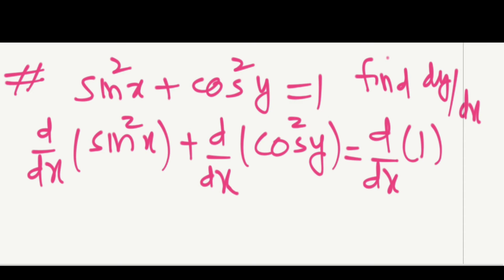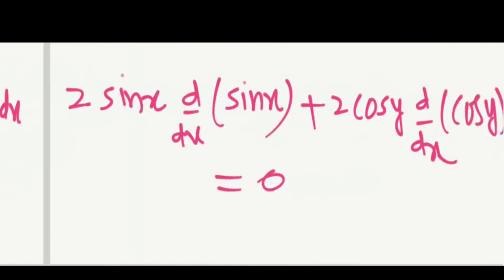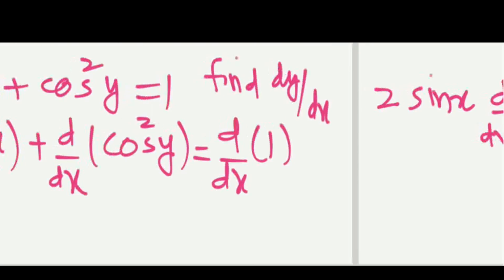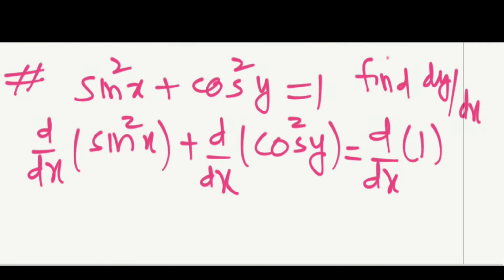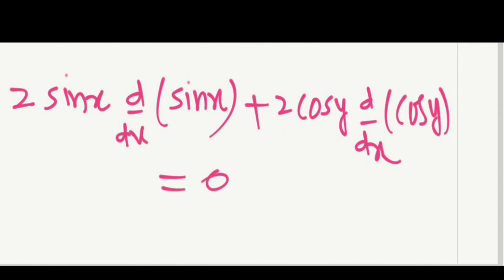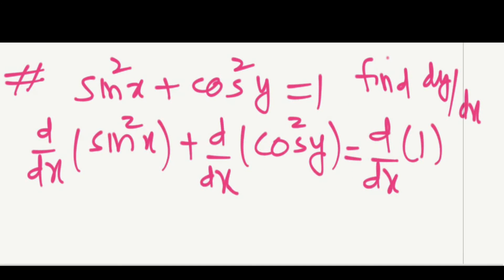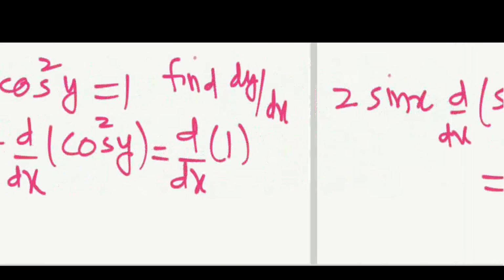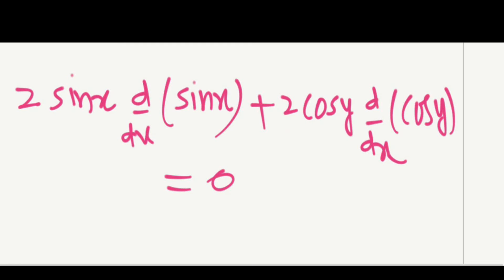Now for the derivative of sin square x, you remember, bring the power to the left and you get 2 sin x into derivative of sin x. Again, for the derivative of cos square y, it becomes 2 cos y into derivative of cos y, equals the derivative of 1, which is 0, because 1 is a constant function and the derivative of a constant function is always 0.